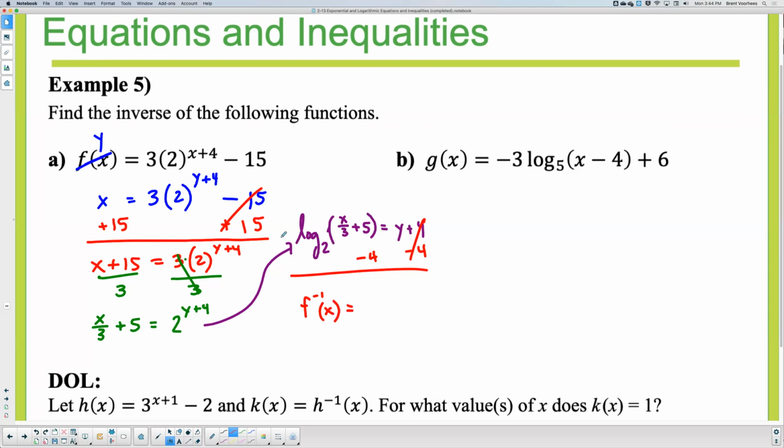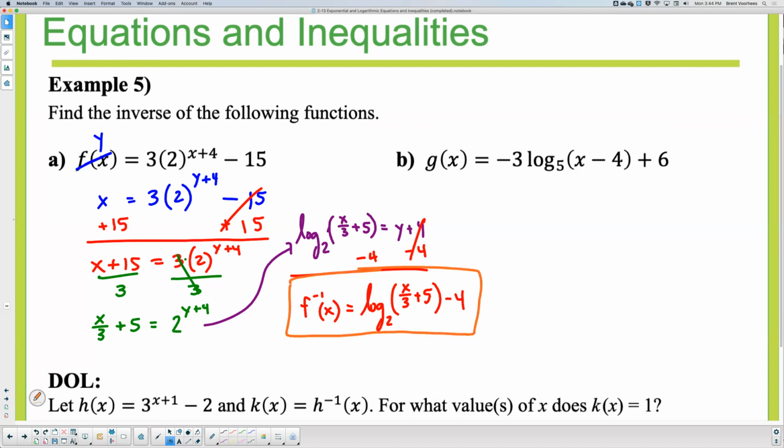That's because exponentials and logarithms are both functions, so f inverse would equal log base 2 of x over 3 plus 5, minus 4. That would be our inverse function right there.